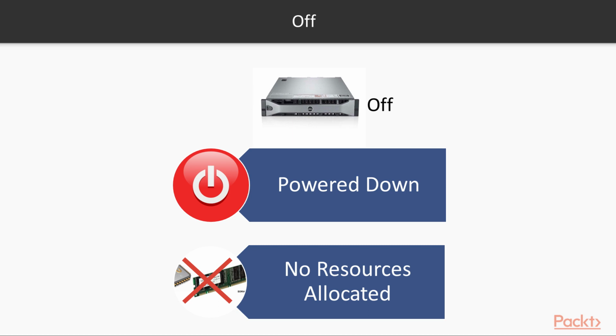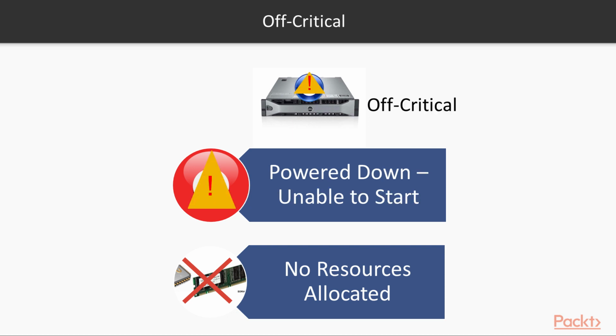But it could have simply been powered down either by choosing Turn Off from the virtual machine's menu in Hyper-V Manager or through a loss of power to the Hyper-V host. Of course, just like with physical servers, it is never a good idea to turn off a virtual machine, since this can result in loss of data or leave the virtual machine in an inconsistent state. Off critical is a state where the virtual machine was unable to start, usually due to a disk storage issue.